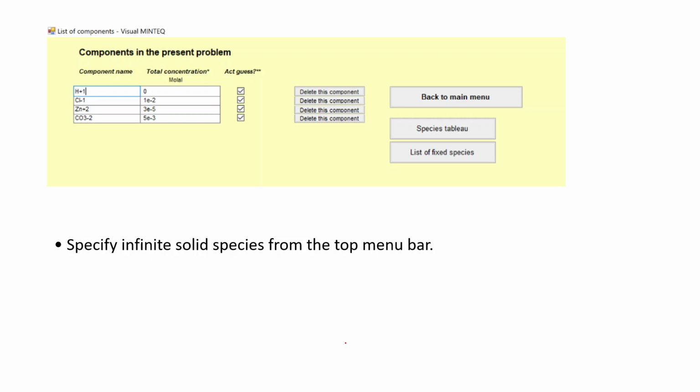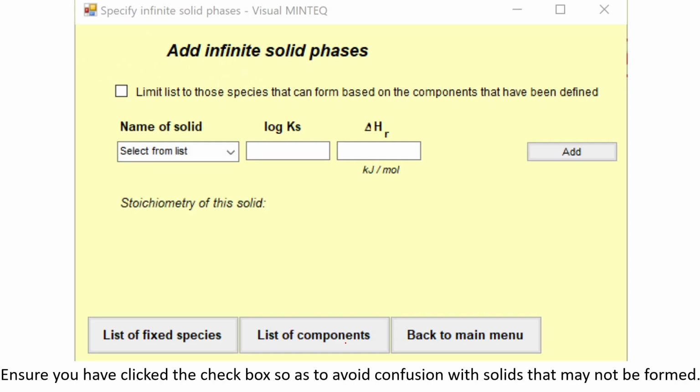So we will specify infinite solid species from the top menu bar. So this window will open. Then we need to find the name of the solid. Like in the question it is given, it is ZnCO3, right? So we will put ZnCO3 here.